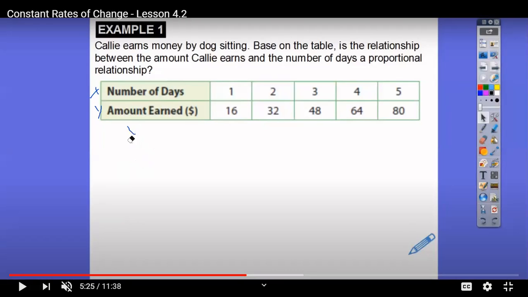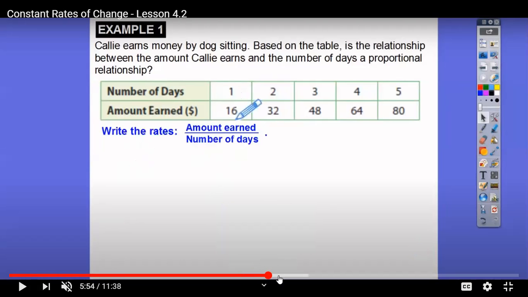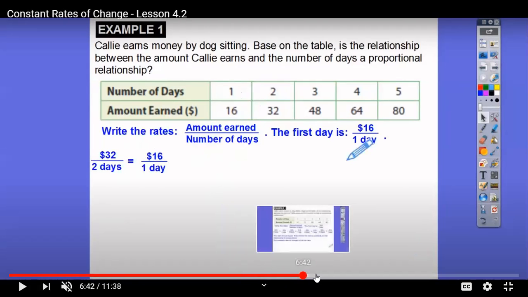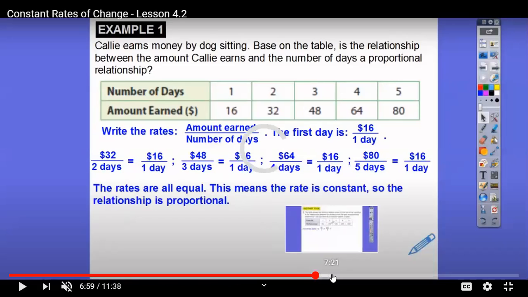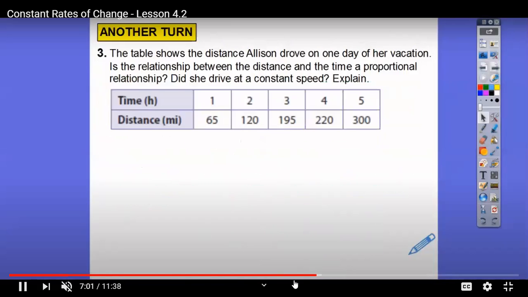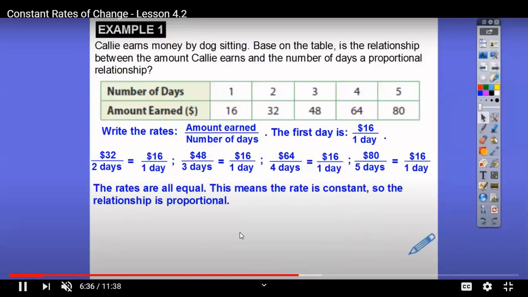So let's start with the first one. The first one will be 16 divided by 1. 16 divided by 1 equals 16. And second, 32 divided by 2. Third, 48 divided by 3. Then we are going to go through all the table, and then we find the answer for this question.